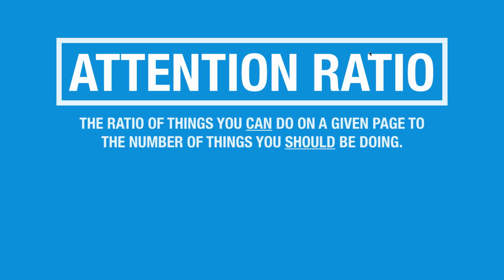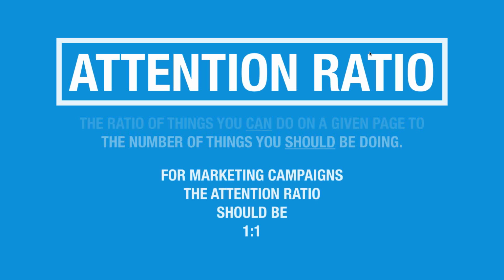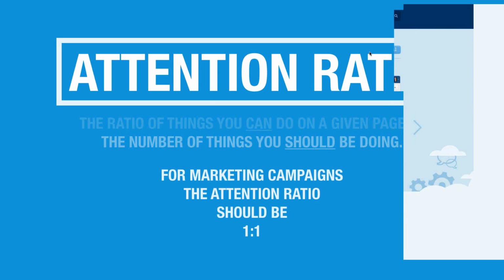Attention ratio is the ratio of things you can do on a given page to the number of things you should be doing. For your marketing campaigns, your attention ratio should always be 1 to 1. You can have repeated calls to action, but the goal of those calls to action needs to be the same.